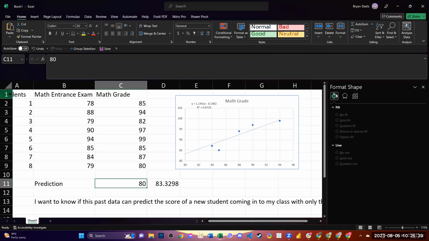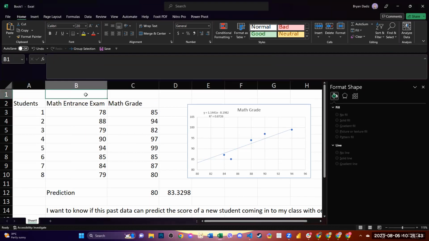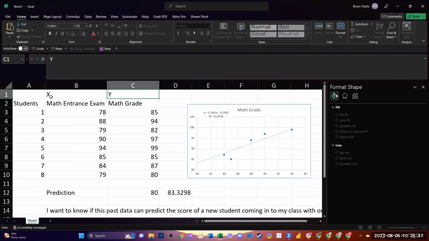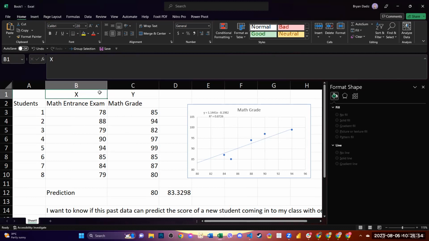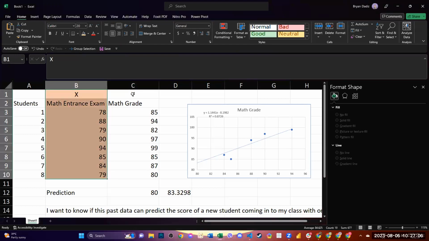So in machine learning, this is our X, our features, and this is our Y, our facts. Okay? Nakuha ba? This is our X. And this is our Y.